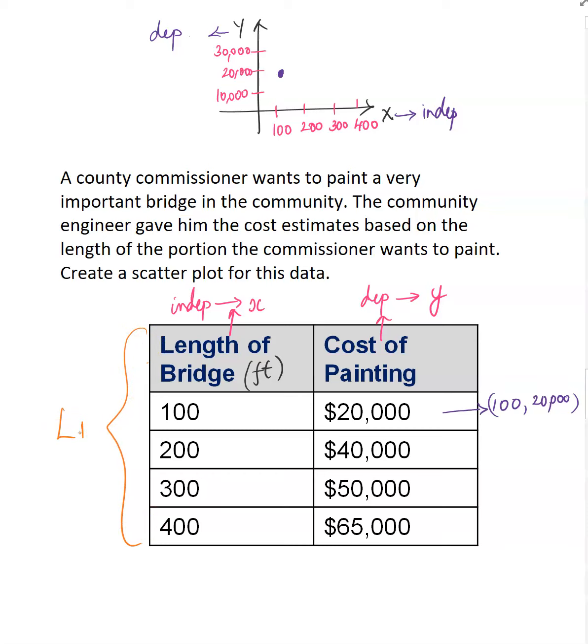So type 100, punch in 100 and hit enter. That takes you to the next row. Then type 200 and hit enter, and so on, right? And then enter this information in L2. Once you're done with these, you want to go to the stat plot.